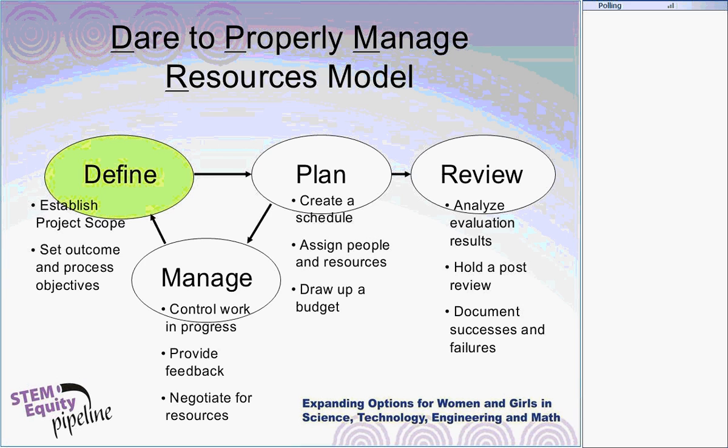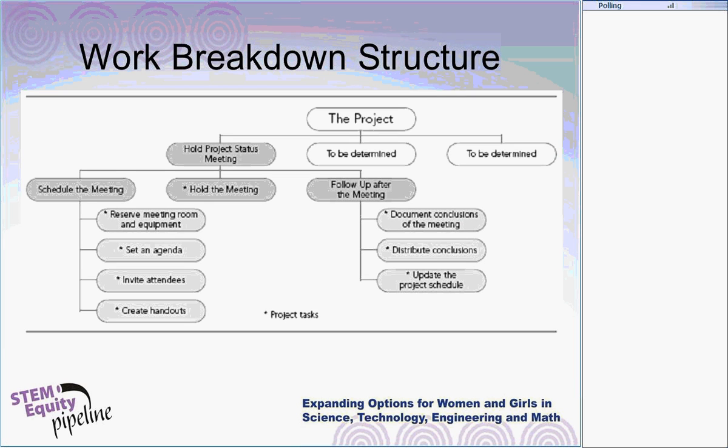So basically what we've done is now we've defined the project. We've established the project scope. We've looked at stakeholders. We've broadened our implementation team if necessary. And we've set some very specific outcome and process objectives for the implementation of our strategy. So the next thing we need to do is we need to plan. We have to create a schedule, assign people and resources, and draw up some kind of a budget. So let's take a look at some tools that we can use that would be helpful in the planning process.